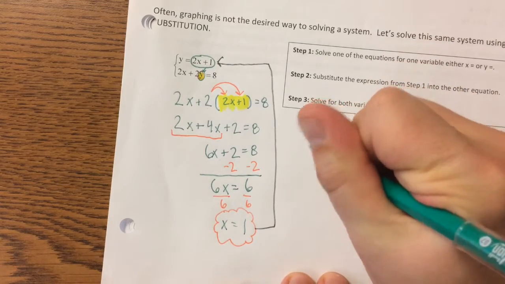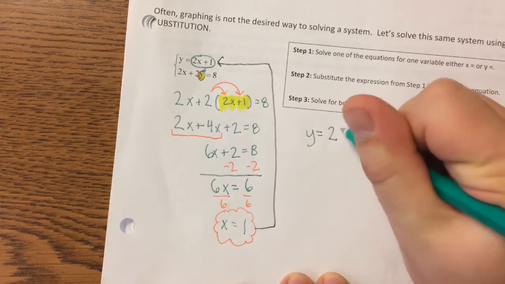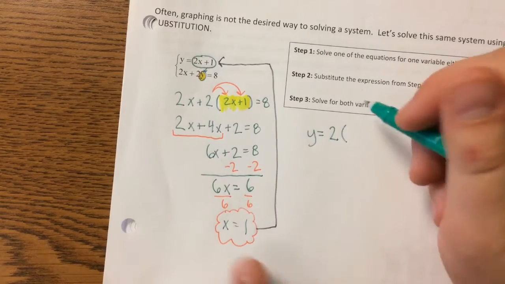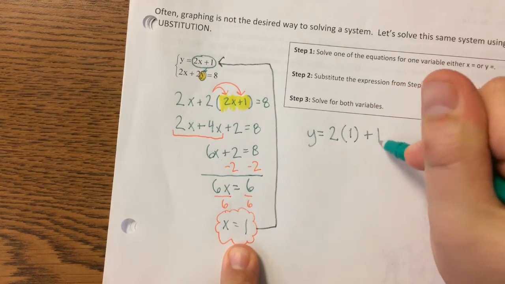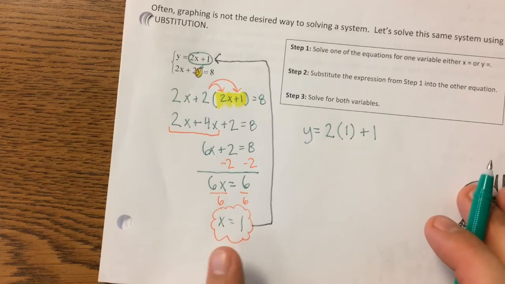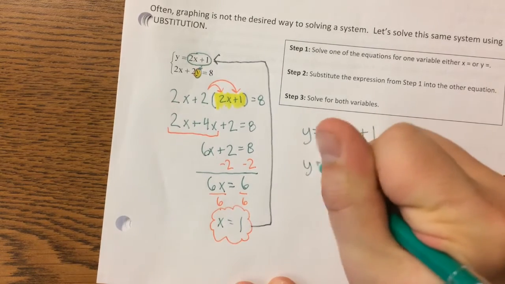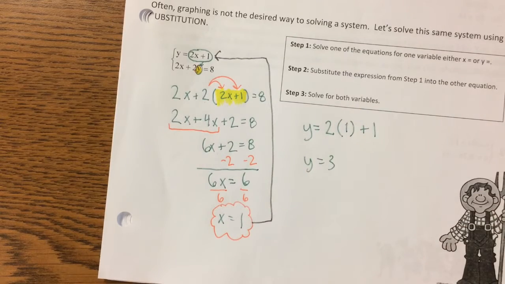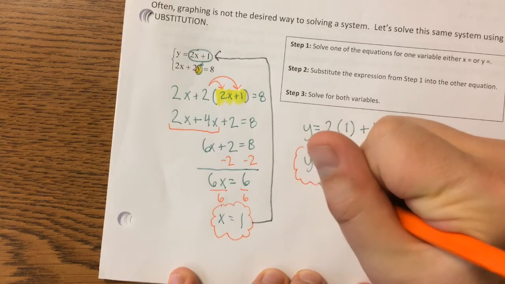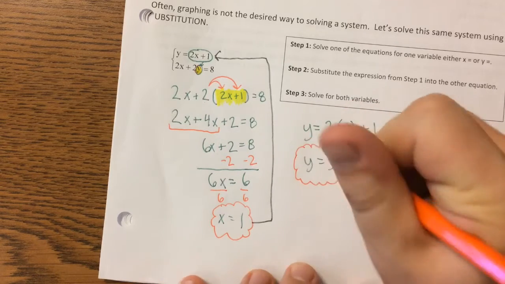So I've got y equals 2 times, instead of x, I'm going to write 1, plus 1. Right? Well, what's 2 times 1 plus 1? 3. Again, this is what we were expecting, right? We already knew what the answer was going to be, but this is how you get the solution without graphing.